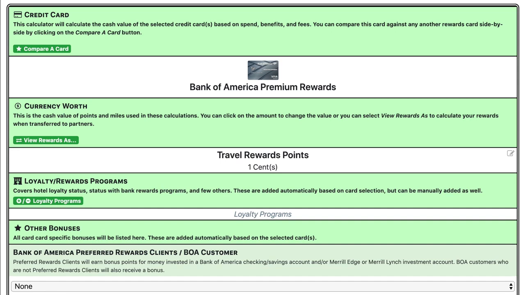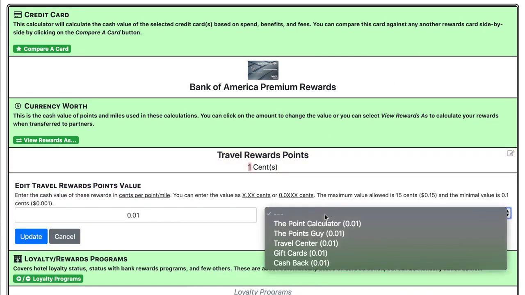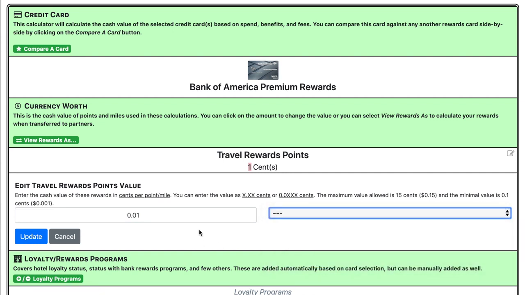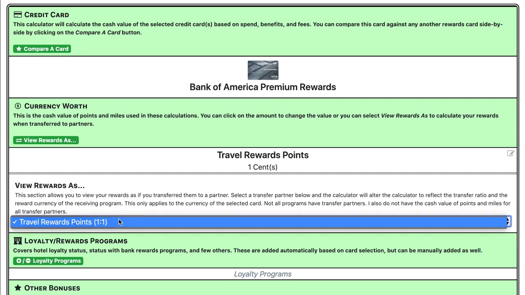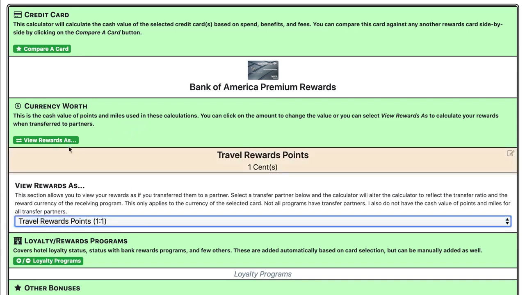So the Bank of America Premium Rewards Card earns travel reward points. These points are worth 1 cent each for all redemptions. That includes the travel center, gift cards, and cash back. So you will not have any fluctuating point values here. In terms of transfer partners, we are looking at 0. So these are not transferable points. These points can only be redeemed with Bank of America.